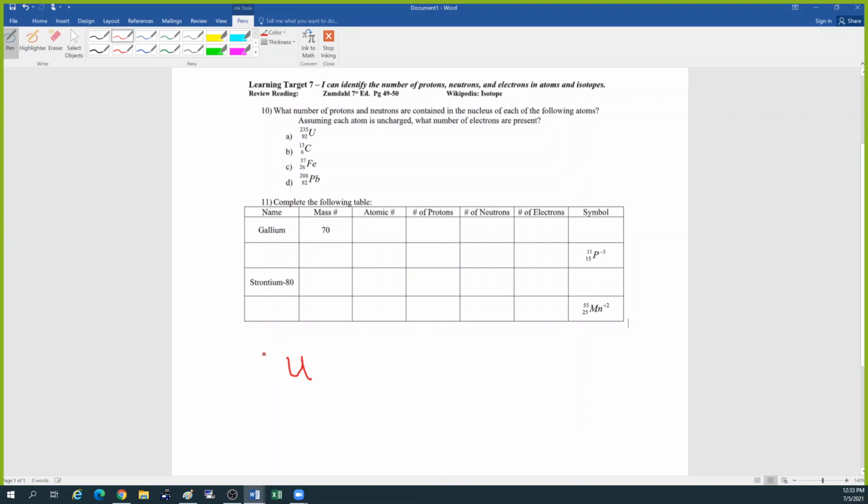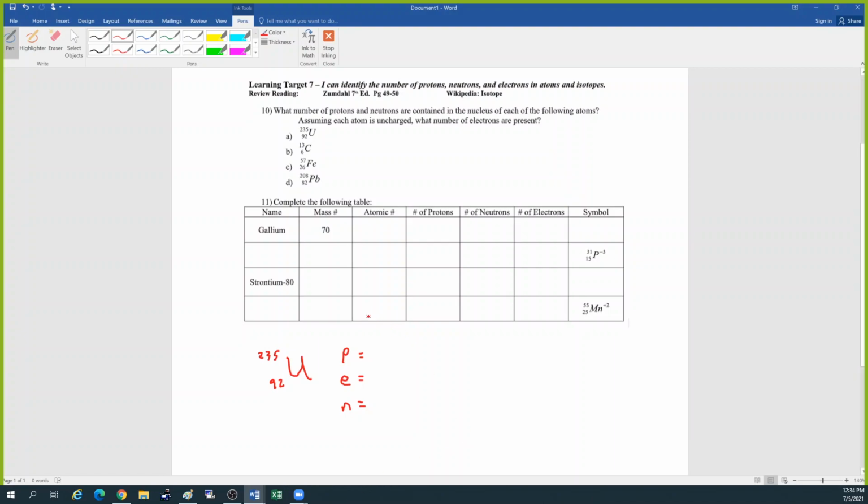So when you have uranium-235, here's your mass number, here's your atomic number, and your charge is implicitly 0. Can you tell me for this atom how many protons, electrons, and neutrons it has? First, tell me the protons. Don't be afraid to use your voice. Anyone? Protons?